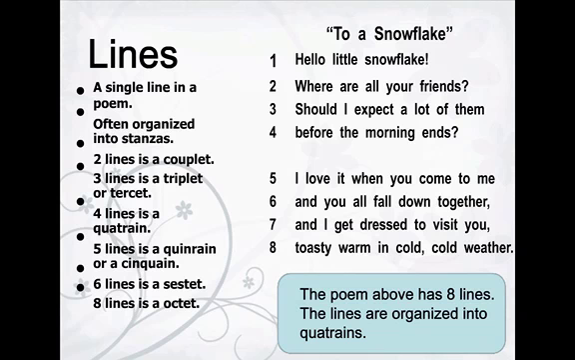The more common types of stanzas would be a couplet, which is 2 lines, a triplet, although you also hear the term tercet, for 3 lines, a quatrain, one of the more common stanzas, is 4 lines, and then you have a quintain or a cinquain, the more common one, of 5 lines, a sestet is 6 lines, and an octet is 8 lines. This poem that you have here, To a Snowflake, is 8 lines, and there are 2 stanzas of 4 lines each, so this poem would have 2 quatrains if you were analyzing the structure or the setup organization of the poem.